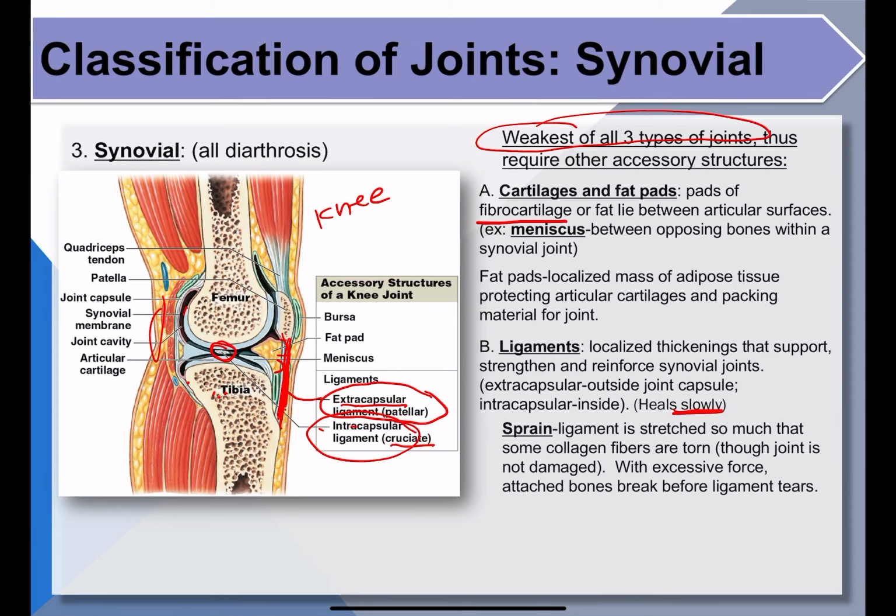For example, when one accidentally sprains a joint, it can lead to overstretching of the ligament that holds the joint in place, and collagen fibers within can tear. But the ligament as a whole sometimes may be able to survive a strain and the joint is not damaged. Now, if it's a really forceful strain, however, the attached bone can actually break before the ligament tears. So that's how strong the bond between ligaments and bones is.